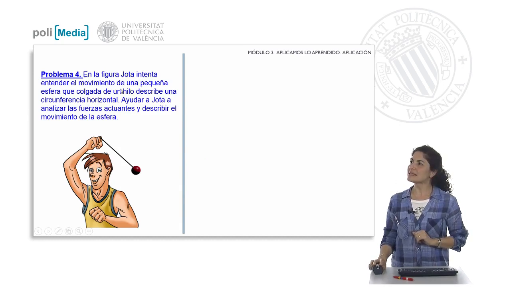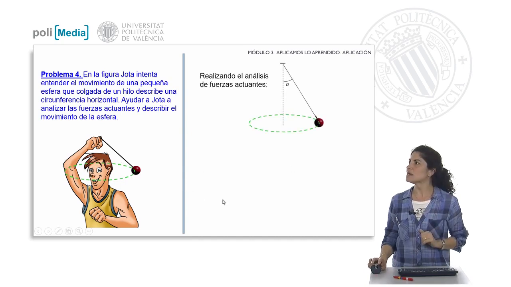We are told that in the figure, Jota is trying to understand the motion of a small sphere hanging from a string and describing a horizontal circle. Help Jota to analyze the acting forces and describe the motion of the sphere. The first thing we do is to transfer to a diagram the movement of the sphere that is going to describe this circumference, and it is the one that Jota is observing.